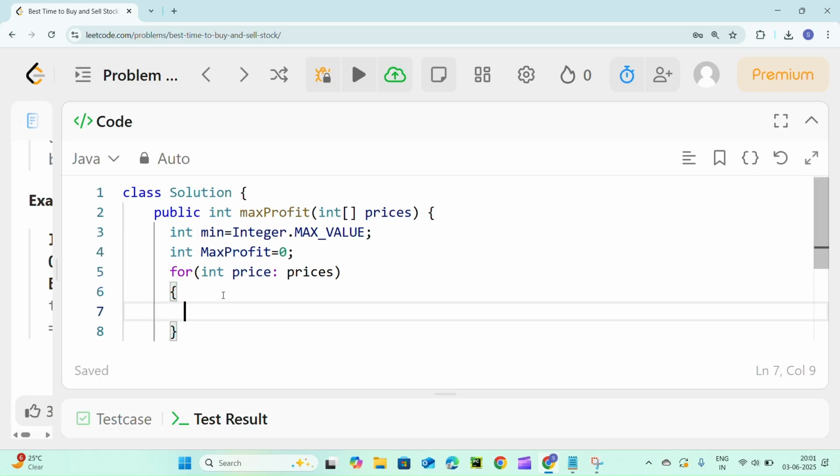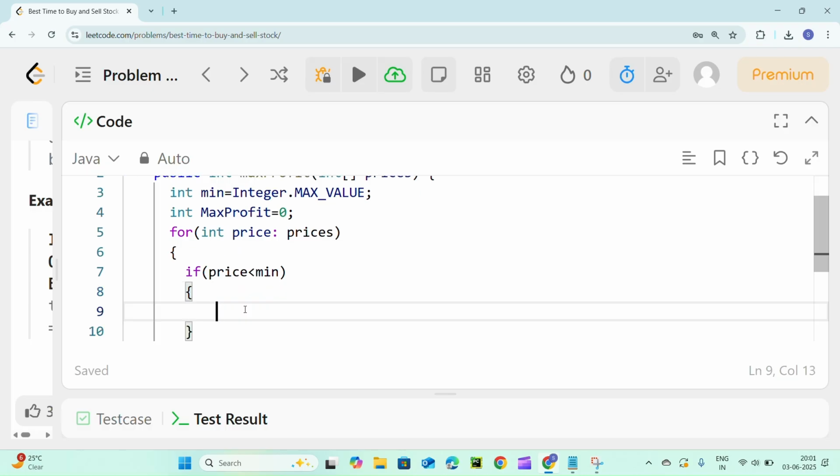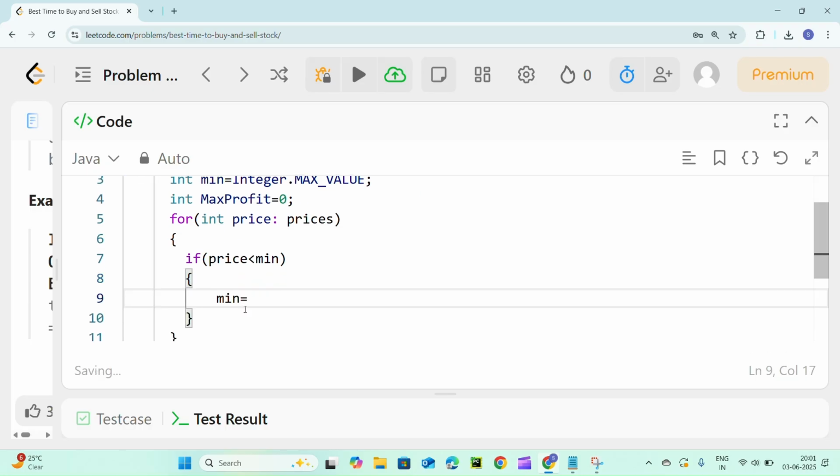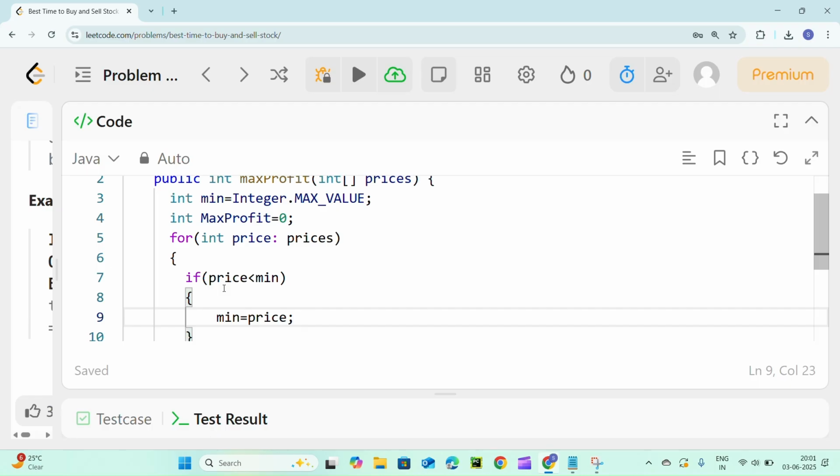Here you need to understand one more thing, that this price does not tell about the index value, it tells about the actual value in the array. Okay, now let me write it here. If price is less than minimum, then what we can do, min equal to price. This is very simple, as we can see in many problems. First the price value will be taken, we will compare it with the minimum value. If it is lesser, minimum value is replaced with price.